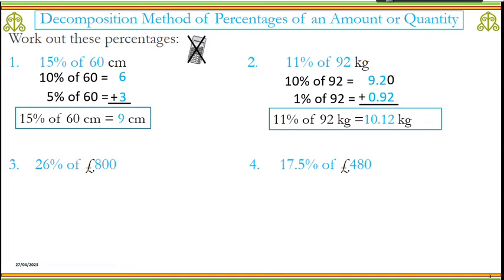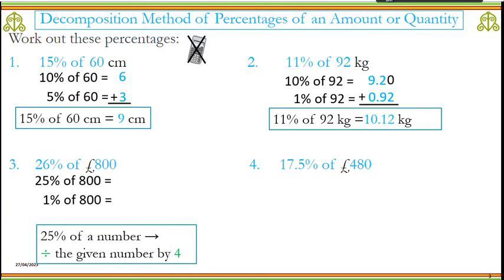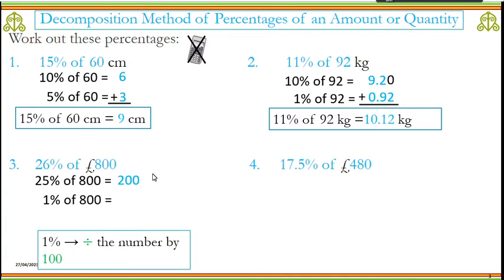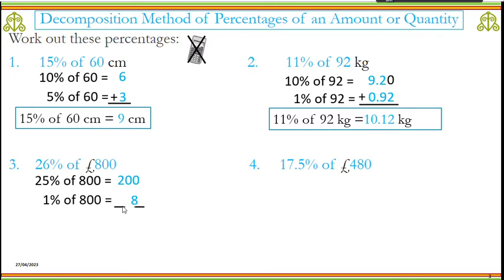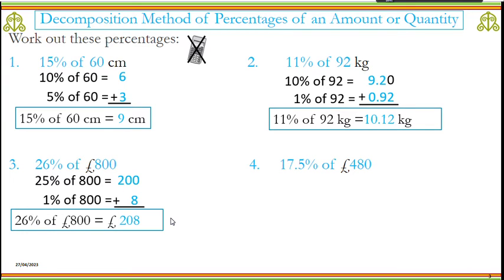What about 26% of 800 pounds? There are so many combinations you could use. You can do 10%, 10%, 5% and 1%, or you can do 25% and 1%. Whichever way, you will still get the same answer. So 25% of a number is divide a given number by 4. So 800 divided by 4, that gives us 200. 1% of a number says divide the number by 100. 800 divided by 100 is 8. So add these up, and that gives you 26%, 208 pounds.